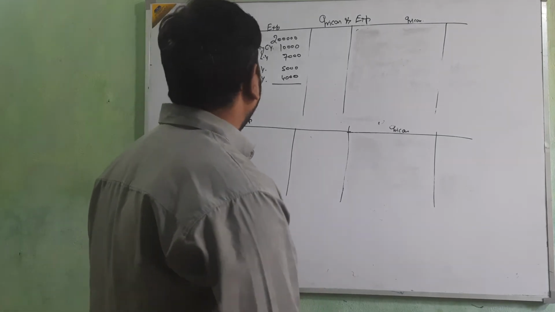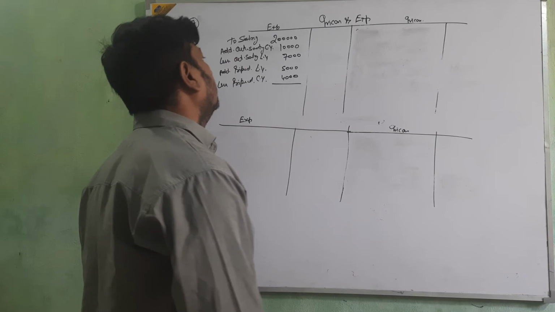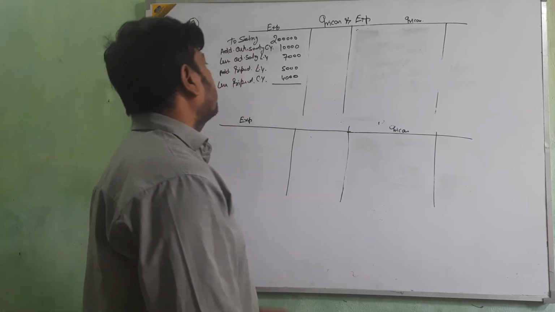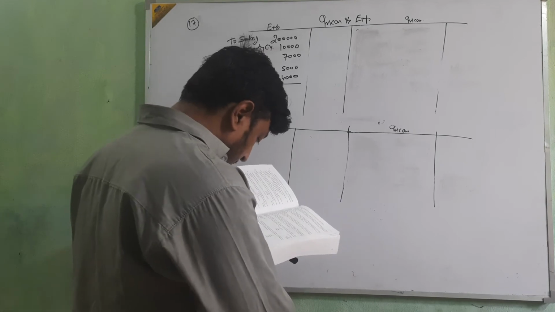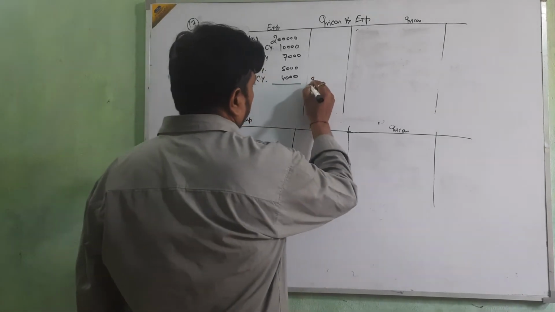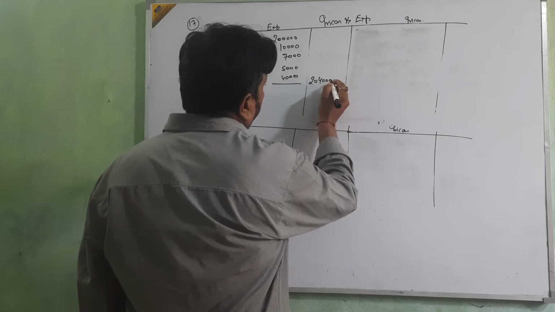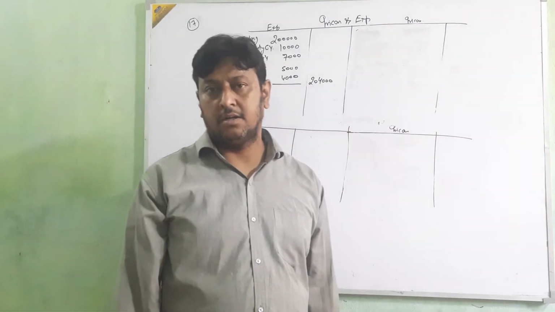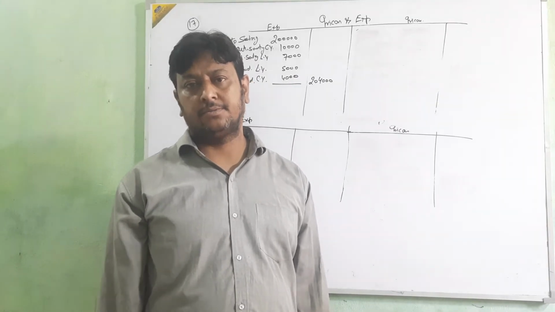So then 10,000 add 5,000 add 2 lakh, 2,15,000, minus only 4,000, 2 lakh 4,000. It's 2 lakh 4,000. Okay, clear? Clear or not?